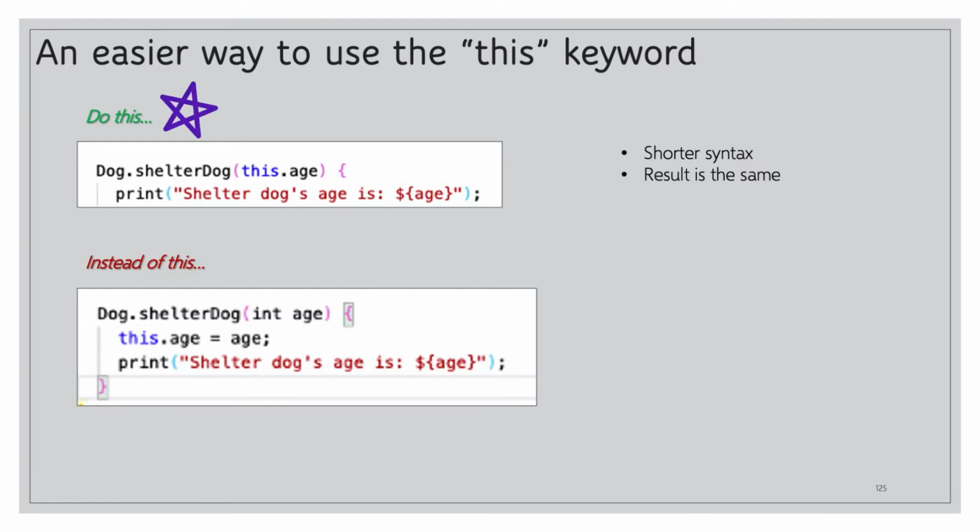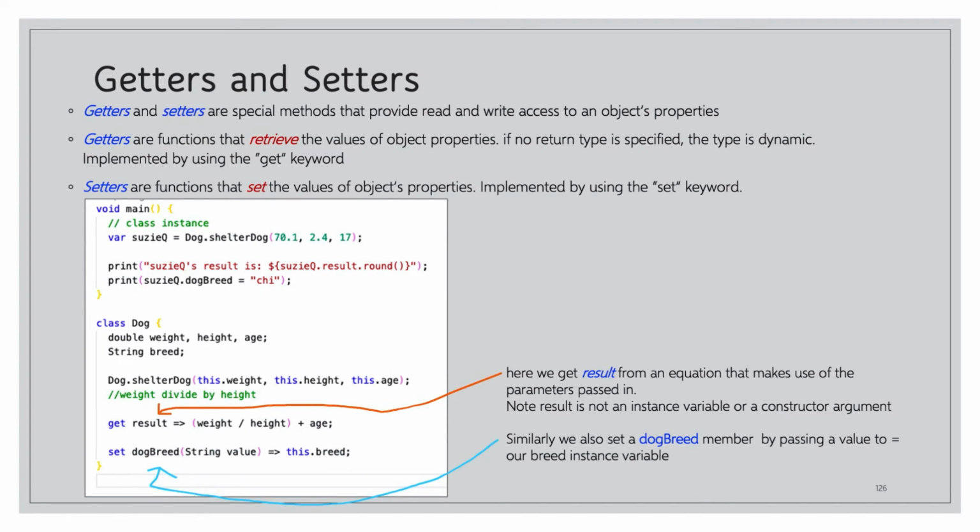Use this way. Now I mentioned getters and setters before when we were dealing with instance variables, but let's go into them formally. Getters and setters are special methods that provide read and write access to an object's properties. Getters are functions that retrieve the value of object properties. If no return type is specified, the type is dynamic. We've seen that before.